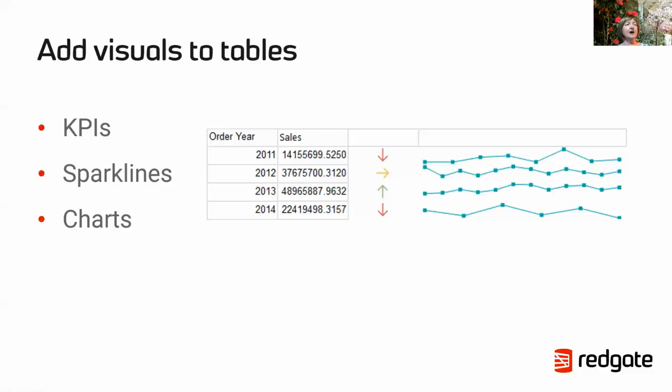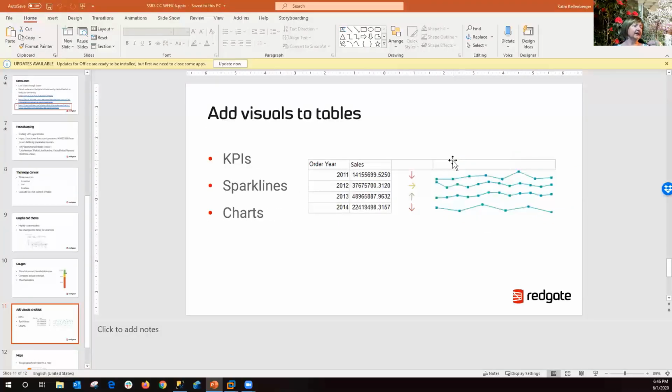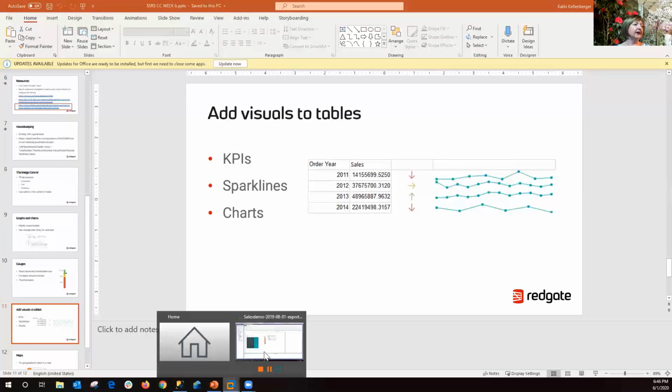You can also add sparklines or charts to cells as well. So this data here is how the sales looked over the year. Again, you can add actions, you can add tooltips. The difference here is these are just kind of smaller, with much fewer properties than your typical charts and gauges. So let's take a look at how to do that.